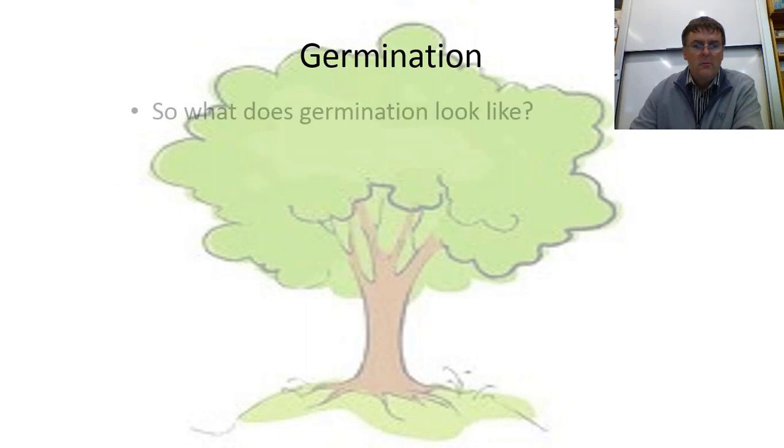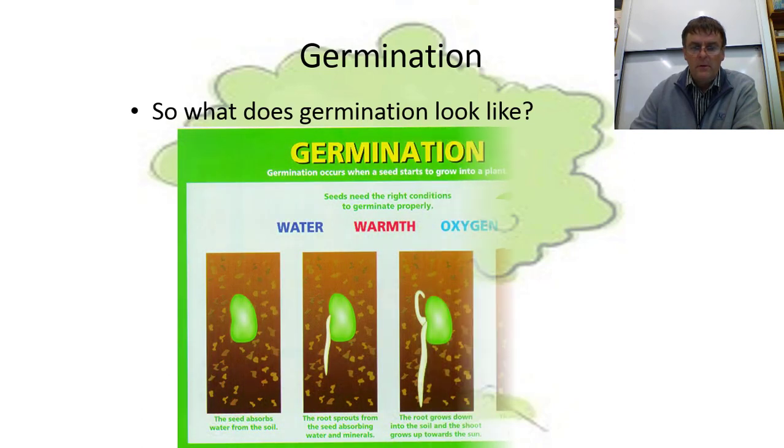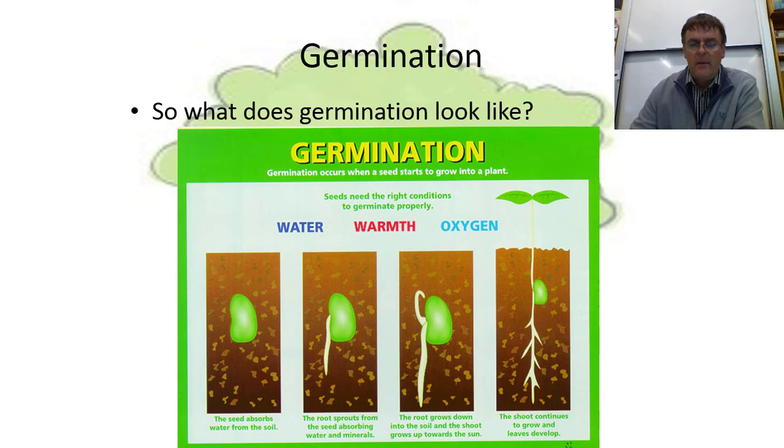So germination, what does it actually look like? We start with the seed putting out the root, then the shoot, and finally it gets established with the root down below the soil, and root hairs gathering all the minerals and nutrients, and the first leaves above the soil gathering the sunlight. To start with, it needs water, warmth and oxygen. After that, light and soil.